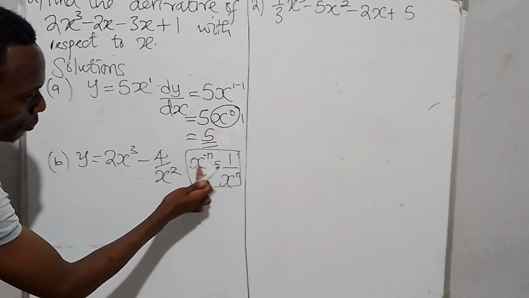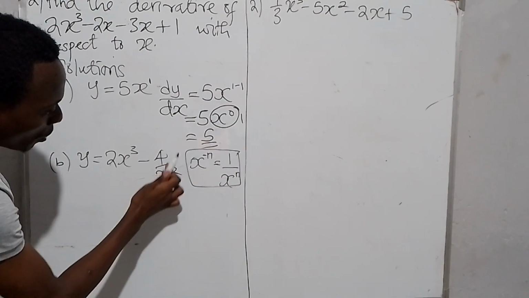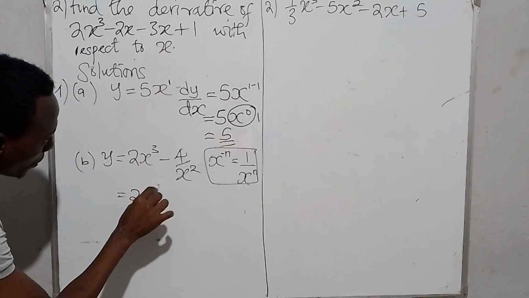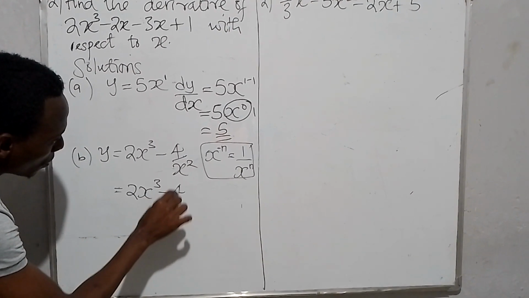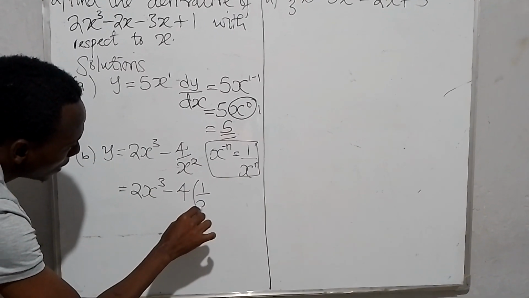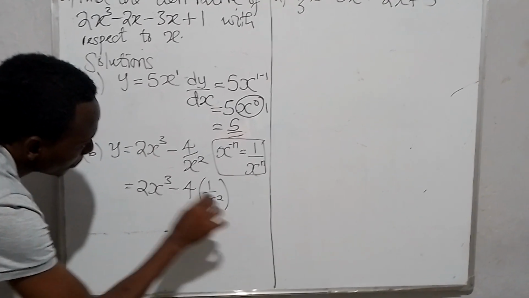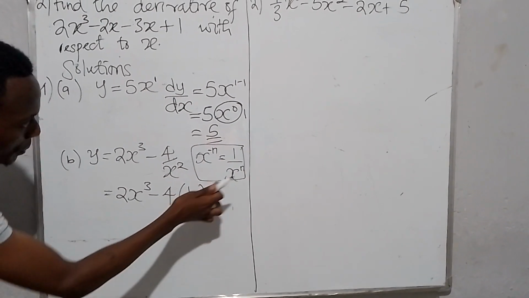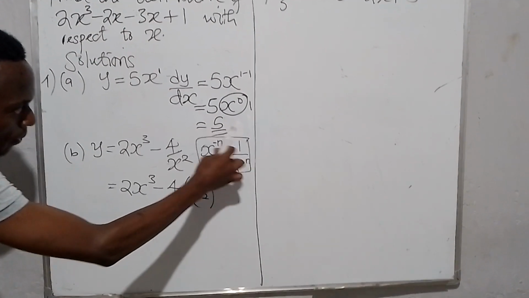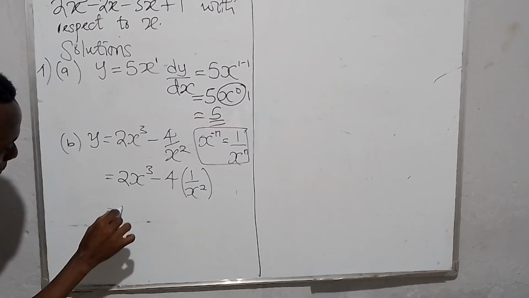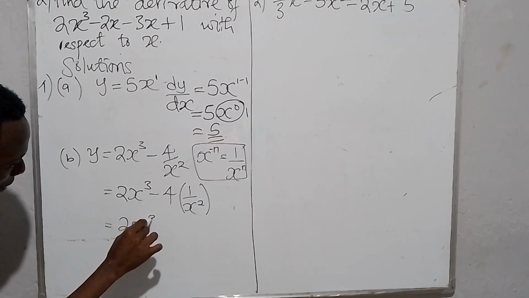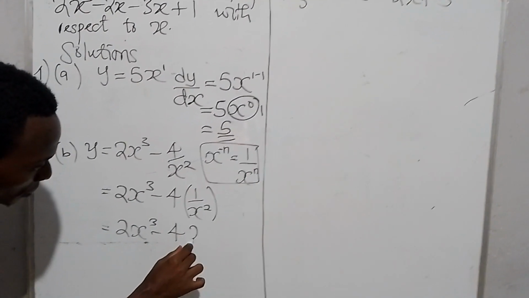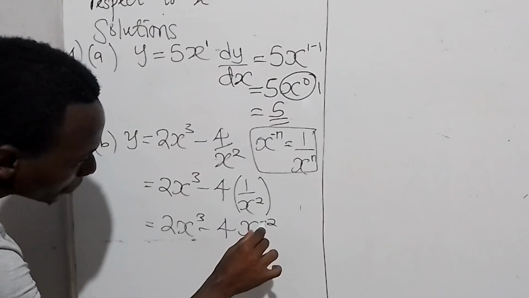Now, you see this is as good as 2x cubed minus 4 multiplied by 1 over x to the power 2. So you can see this is as good as this. So now we are going to take it from this side going this way. So this will become 2x cubed minus 4. When we raise this up, it will become x to the power negative 2.